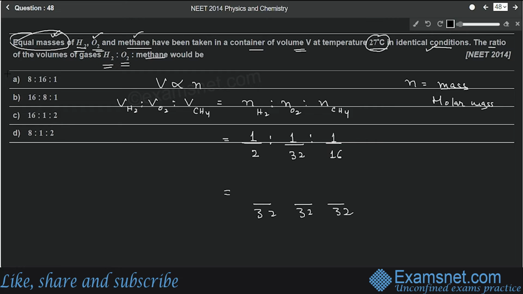Now what will be the numerator? So 2 into 16 is 32. So here we have 16. Then here we have 1 and here we have 2. Okay. So we'll consider the ratio of the numerator as the final ratio. That means 16 is to 1 is to 2. So this is the ratio of the volumes of hydrogen, oxygen and methane. That means option number C will be the correct answer.